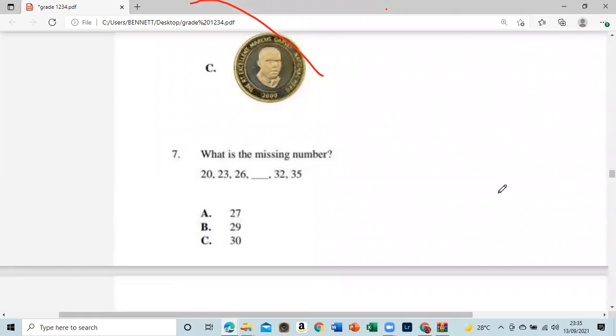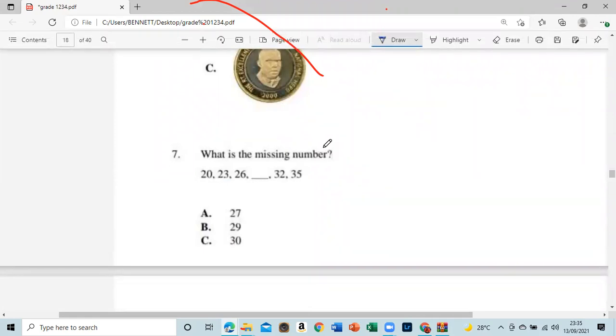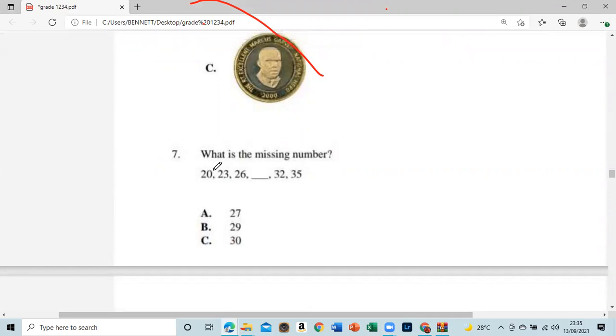Number 7. What is the missing number? We have to find out the missing number in the sequence. So we have 20, we add 3, we get 23, add 3, that would be 26, plus 3 would be 29. And 29 plus 3 would give us 32.